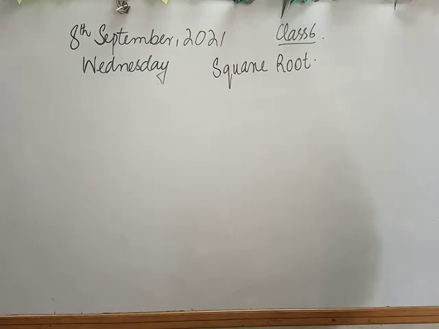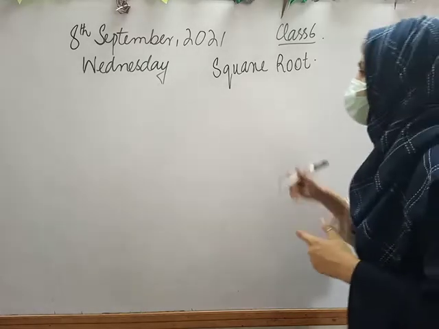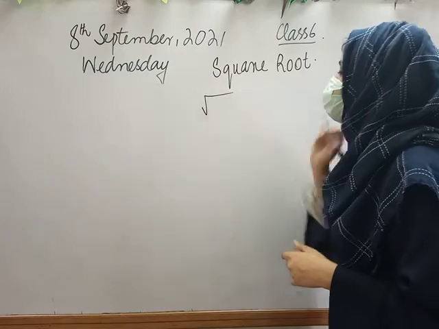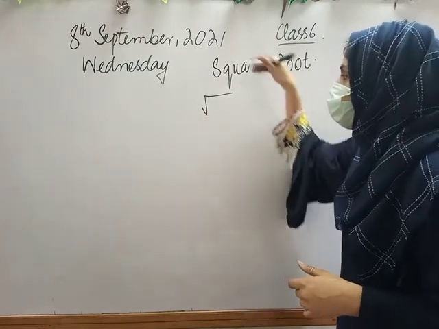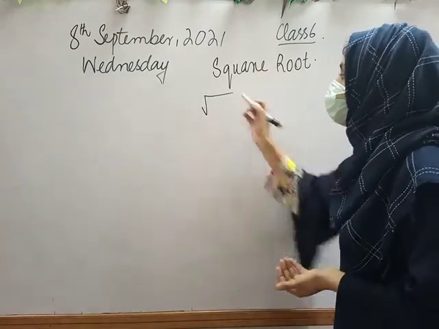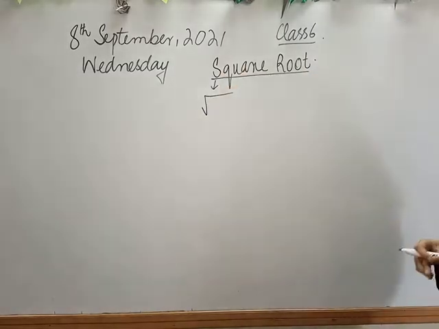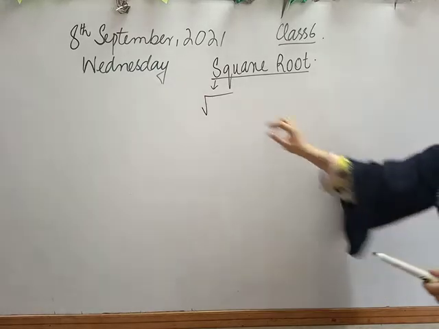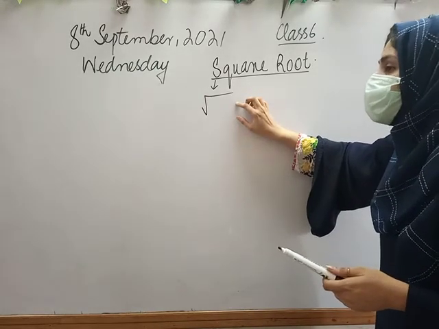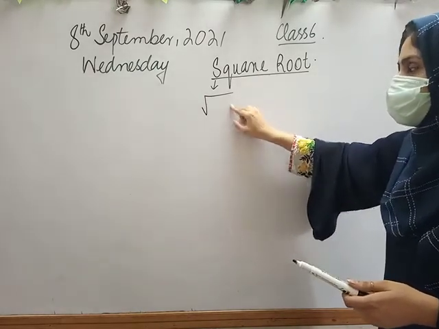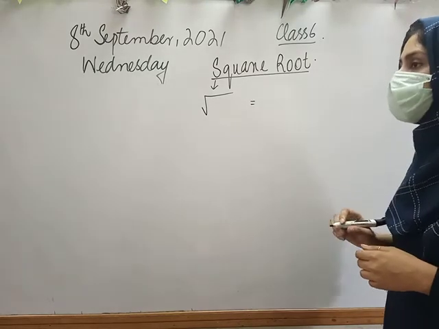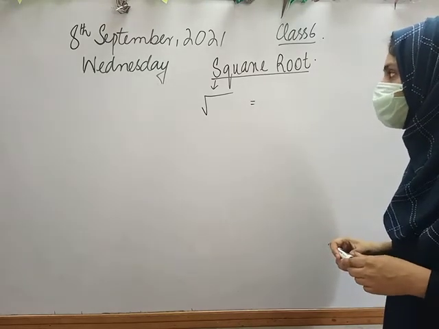So first of all, for square root or under root, both are same. Fine. Now first of all, we have to keep one thing in our mind, which is the representation. We can denote the square root by this. We will represent square root by this. It is the mathematical representation of square root.